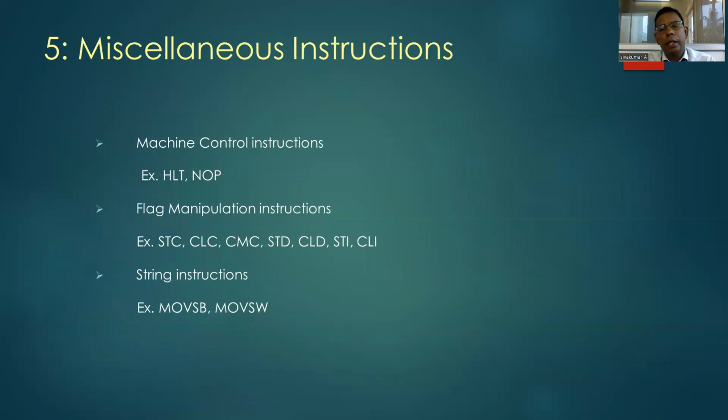Then the miscellaneous instructions. Miscellaneous instructions contain machine control instructions, flag manipulation instructions, and string instructions. Machine control instructions do not require any operand. Examples: halt, no operation, NOP. Flag manipulation instructions also do not contain any operands. Set carry flag, clear carry flag, complement carry flag, set direction flag, clear direction flag, set interrupt flag, clear interrupt flag. Then string instructions. String instructions also have operands. For example, move string byte, move string word.